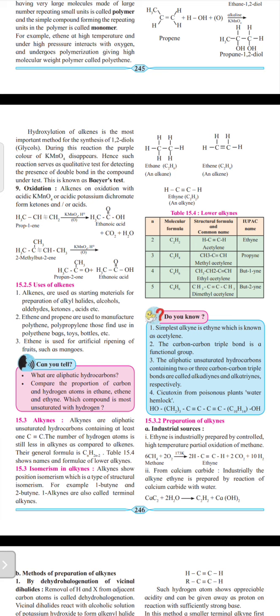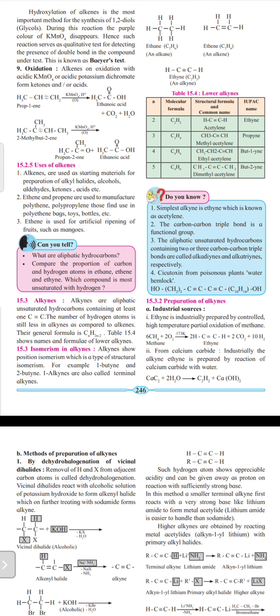The lower alkynes, meaning C2H2, are also called ethyne or acetylene. C3H4 is called methyl acetylene, propyne. Then C4H6 is butyne or but-1-yne. In this way, we can give their IUPAC name as well as common name. Then preparation of alkynes.